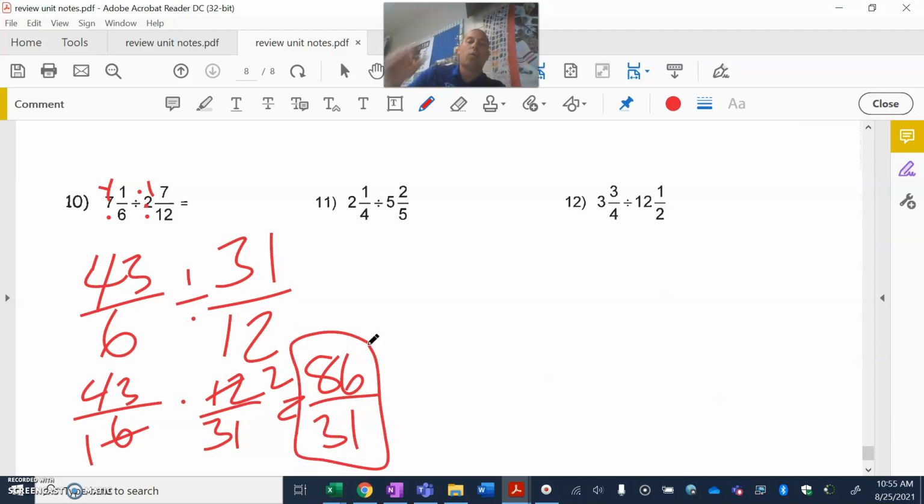Again, moving down the road there, improper fractions are used, and the mixed numbers really are not. Let's hit one more here. We'll finish off with question number 12.